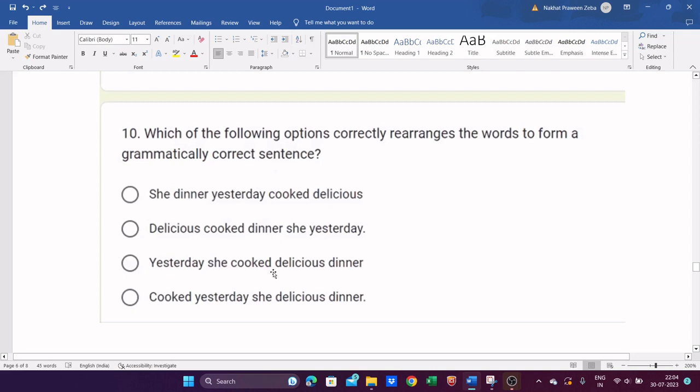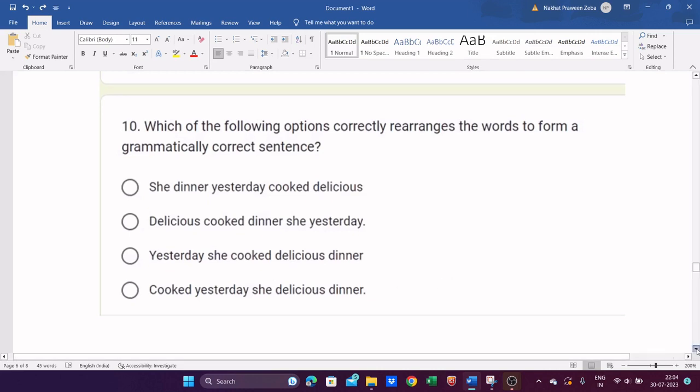Here we are able to get the meaning of the sentence, right? Cooked yesterday she delicious. No. So option C will be the correct answer. Yesterday she cooked delicious dinner. Or we can write it like she cooked delicious dinner yesterday. Anyways, C will be the correct answer.